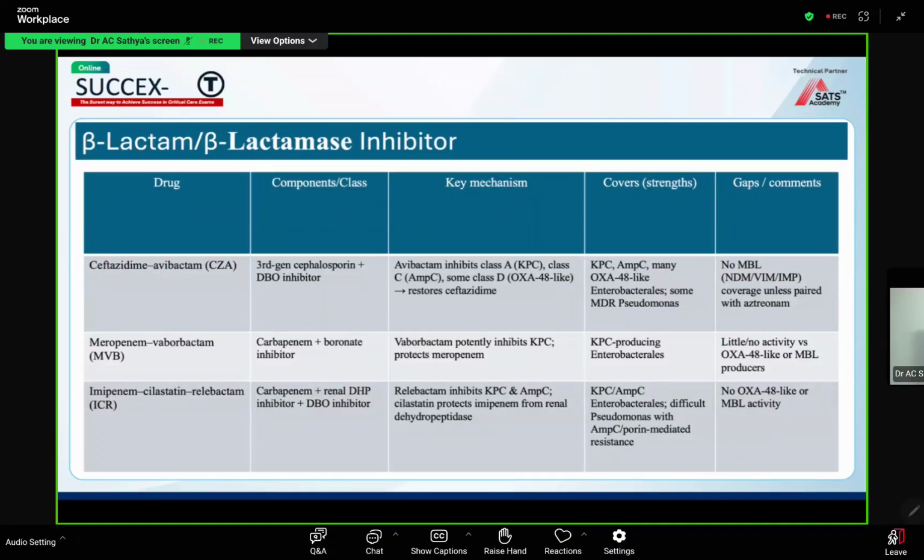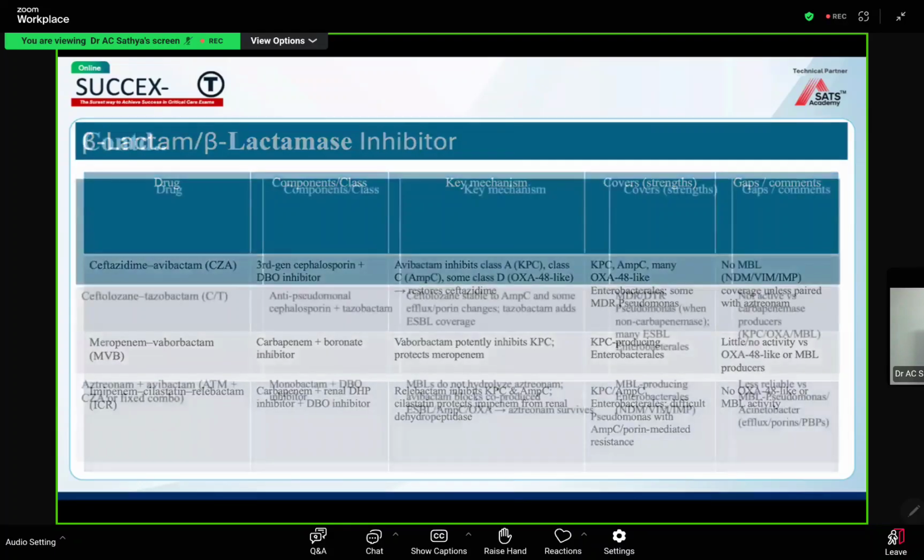So coming to newer antibiotics for resistant gram-negative infections, beta-lactam beta-lactamase inhibitor combinations. We have ceftazidime avibactam, which we have discussed earlier. And there is meropenem vaborbactam, which is useful for KPC producing Enterobacterales. It preserves the meropenem sensitivity. And there is imipenem cilastatin relebactam, which is again useful for KPC and AmpC producing Enterobacterales and difficult to treat Pseudomonas as well. But the only thing is that it doesn't have any OXA-48 or MBL activity.